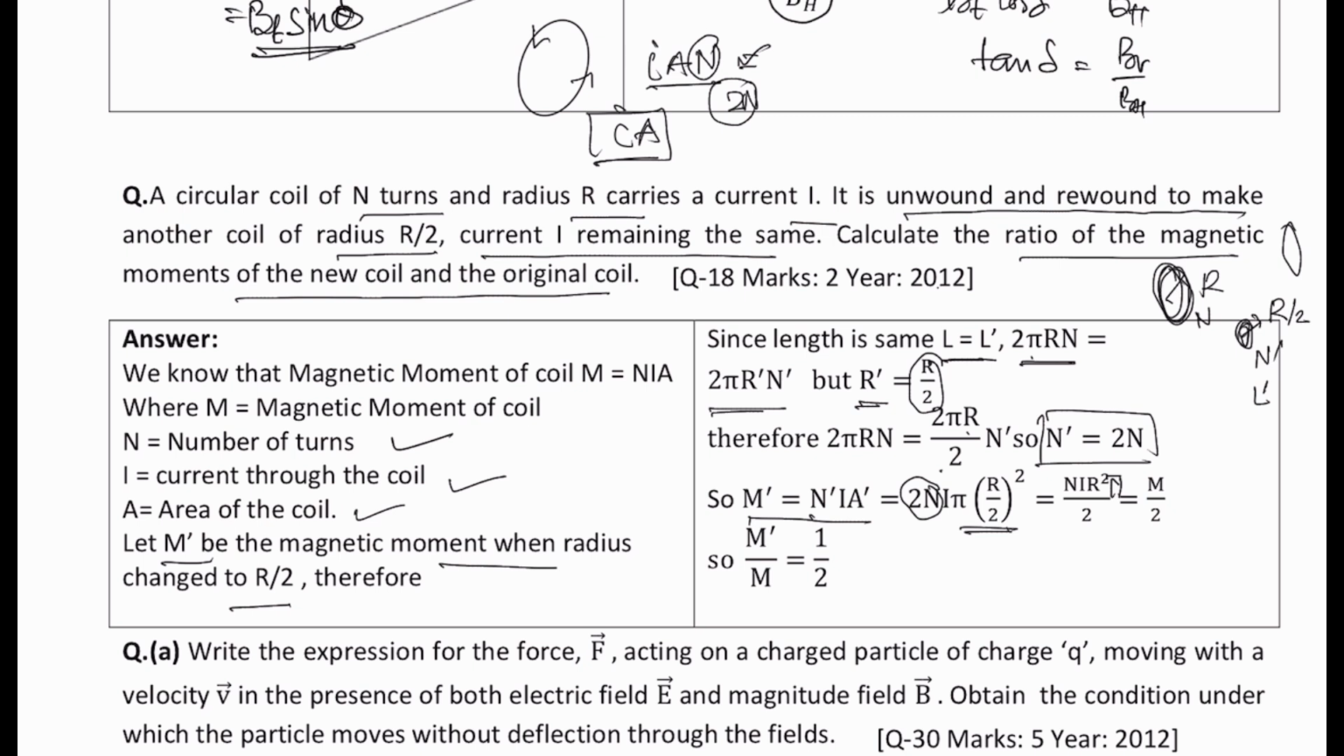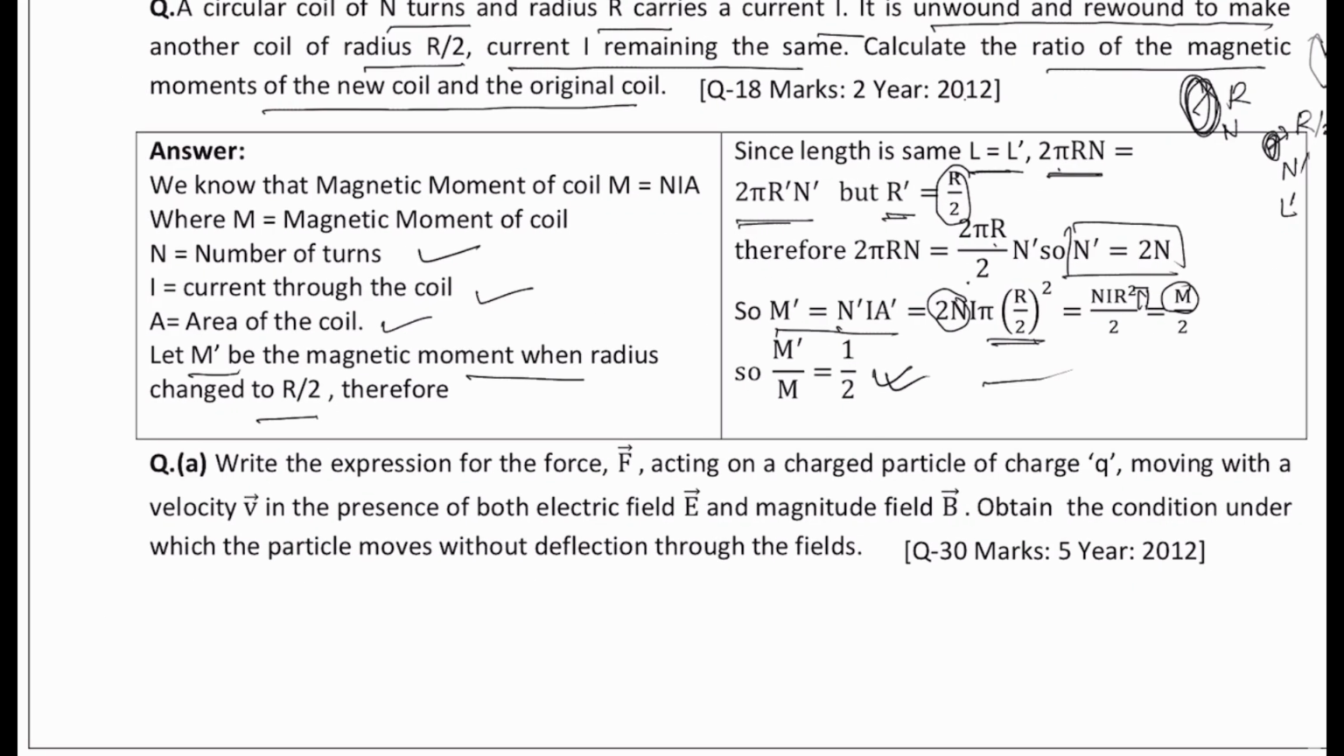But n I pi r square is the initial magnetic moment of the coil, correct? So therefore we find that m dash by m is equal to 1 by 2. So the magnetic moment after reducing the radius to r by 2, compared to the original magnetic moment when the radius was r, is in the ratio 1:2, correct? Tricky question. You only have to find out that the number of turns increased by twice, correct?